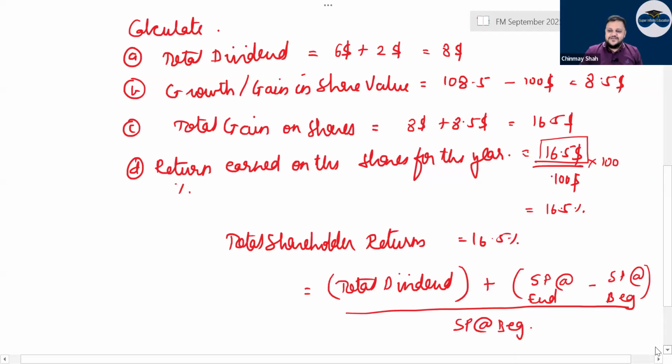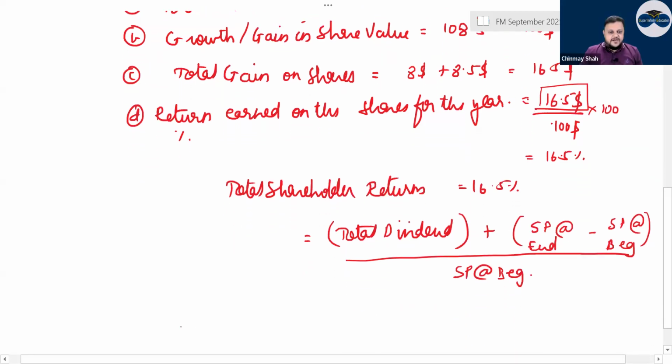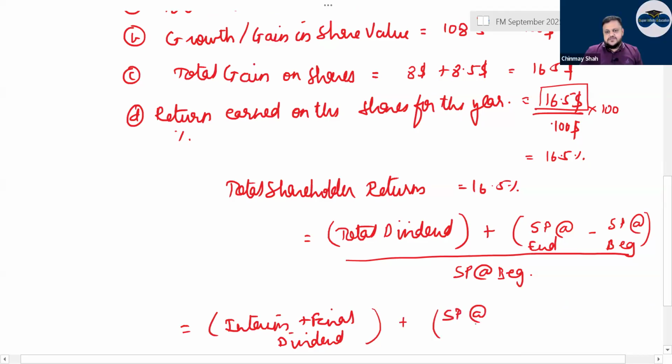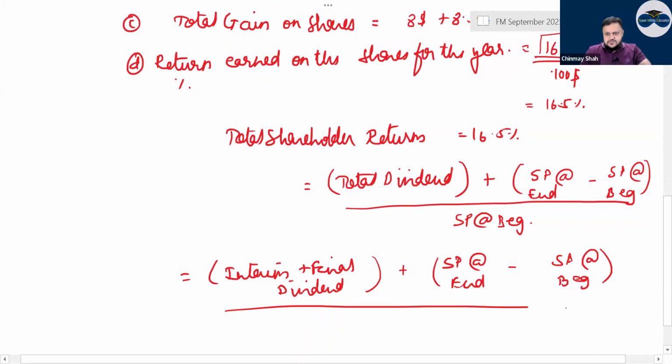You derive the formula of TSR. One more variant if I want to write: instead of total dividend, can I write interim plus final dividend? Will that work? Yes. Fair enough. Plus share price at end minus share price at beginning. The whole divided by share price at beginning. ठीक है क्या?